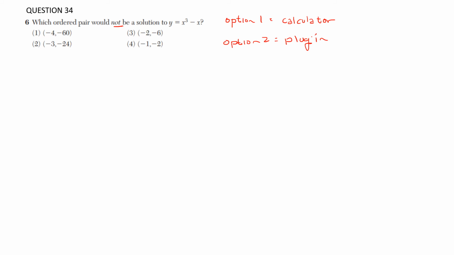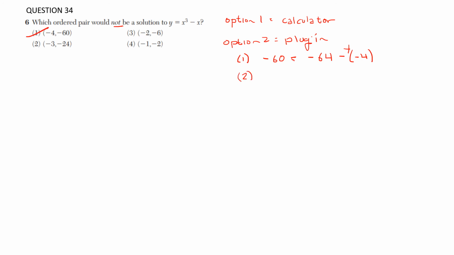So let's start with answer choice 1, which would be -60 equals -4 cubed, which is -64, minus -4. And that's fine. This -64 minus -4, which turns into a plus, is indeed -60. So because that works, this is not one of the answers.